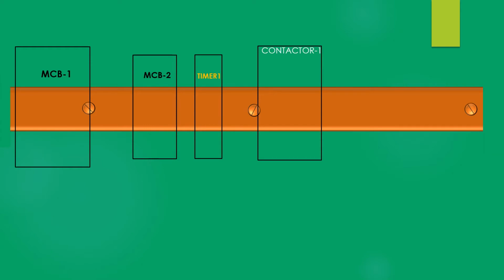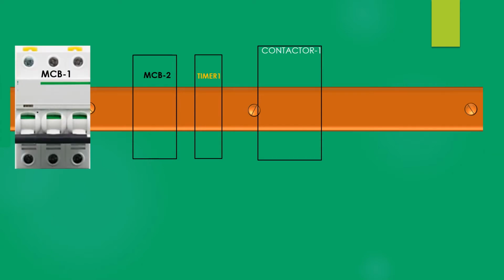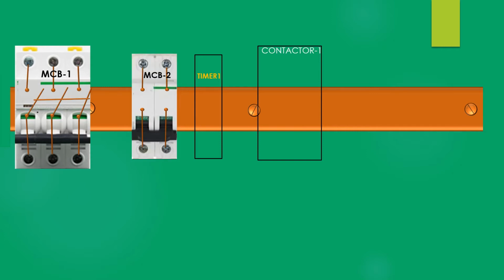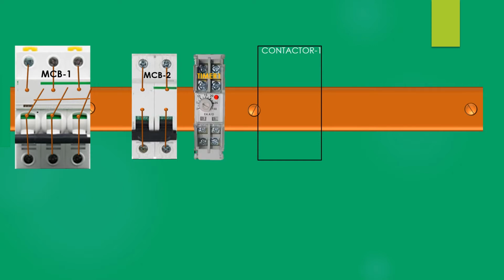This is a 3-pole main MCB of required rating. This is a 2-pole MCB of required rating for controlling the circuit of TDR. This is an on-delay timer TDR. A1 and A2 are its voltage terminals. It has two sets of contacts.